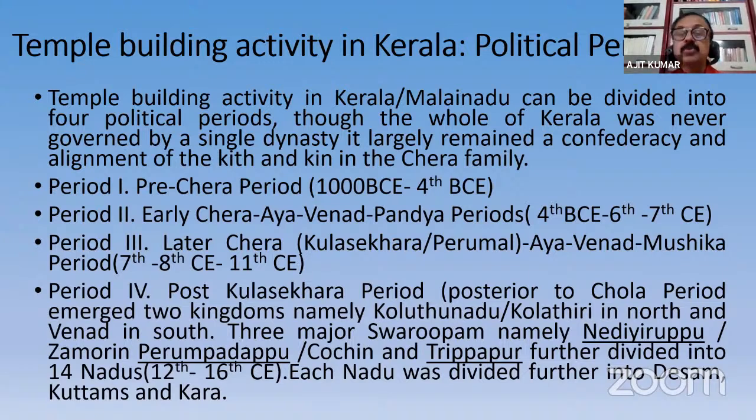One is the Kolathunad, or the one governed by Kolathiri in the north, and there were 3 major Swarupams, which were Nediyiruppu Swarupam, which were the Zamorin, who ruled around the Calicut region, Perumbadappu, which started off in the Periyar Basin and then moved to Cochin, and Thrippappur, which in the far south. We had 3 major Swarupams ruled, and this whole land was divided into 14 Nads between 12th and 16th century, and each Nadu was divided further into Desams, Kuttams, and Kara.